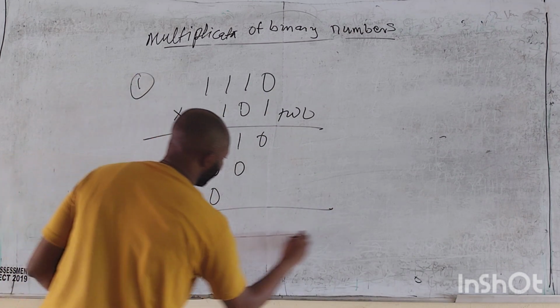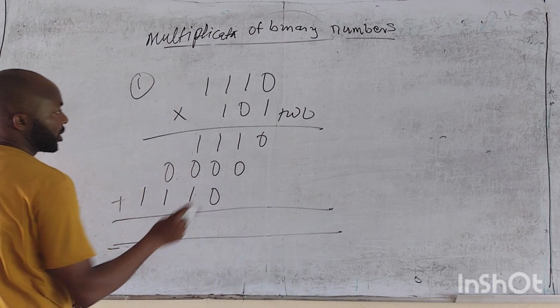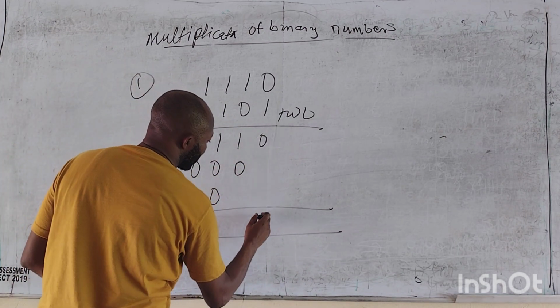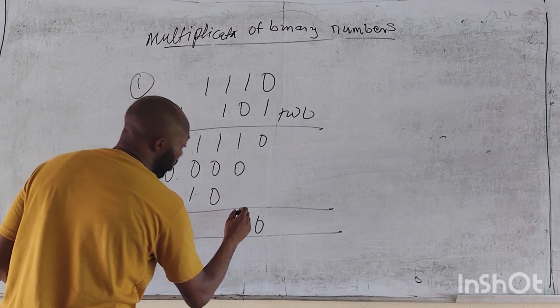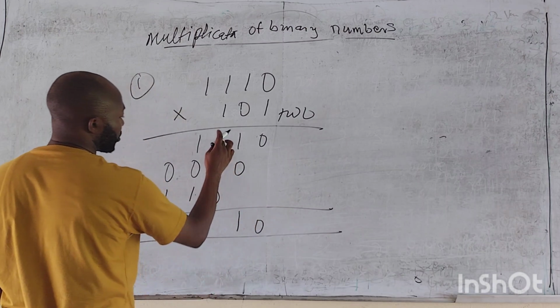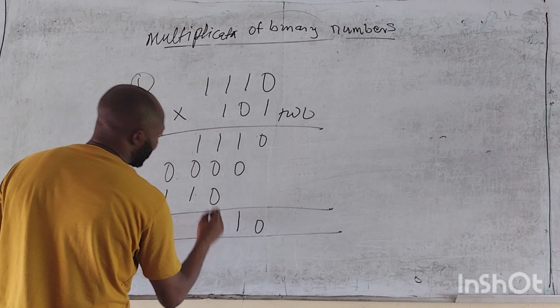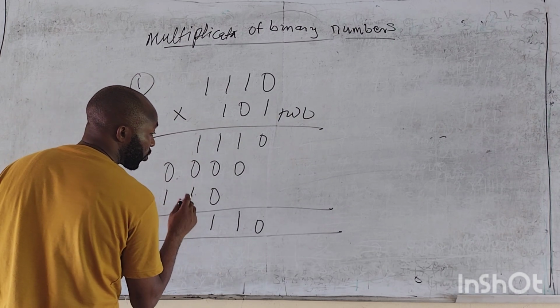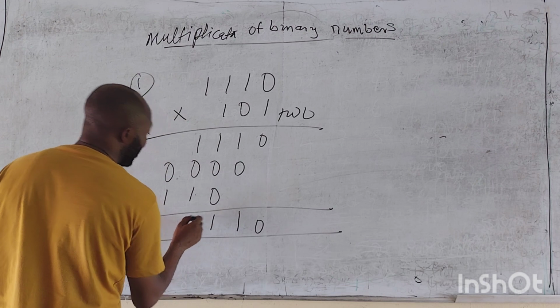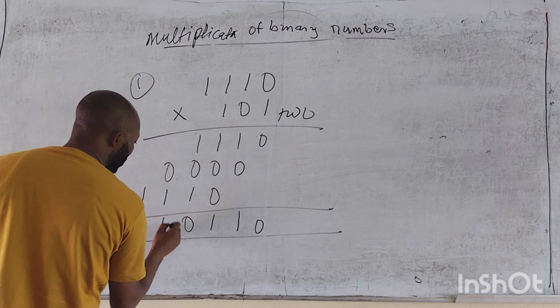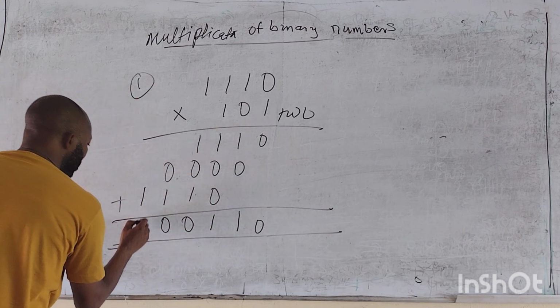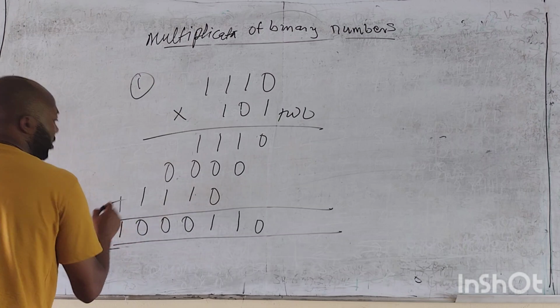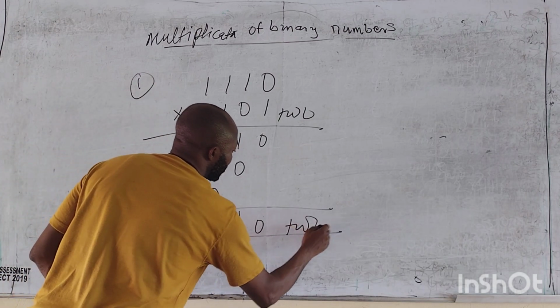Now you add. This side you add it. This is 0, it comes down. 1 plus 0 is 1. Remember, we're adding in base 2. 1 plus 0 is 1. 1 plus 1 is 2. 2 in base 2 is 1 remainder 0, so you bring down the 0 and carry the 1 over. So this is your answer in base 2.